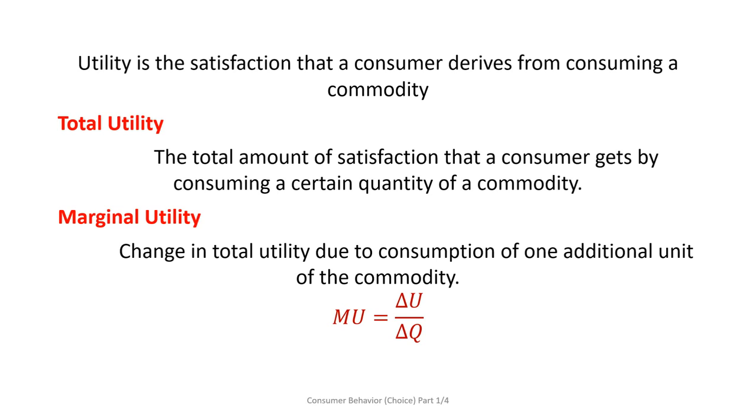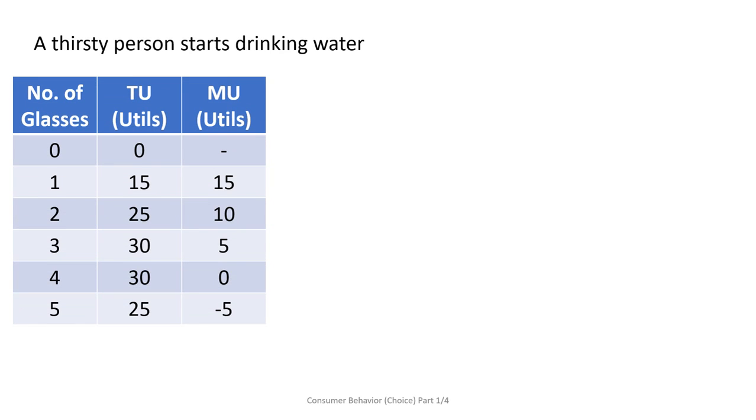To understand the behavior of total and marginal utility, let's assume that a thirsty person starts drinking water. The person is very thirsty. He is given a glass of water. The person drinks it. He will get very high satisfaction because his desire for water was at an extreme. Let's say his total utility is equal to 15 utils.